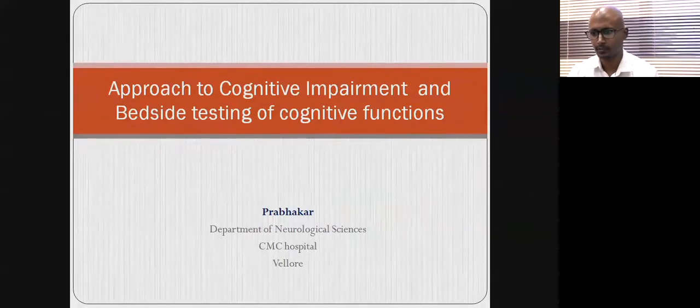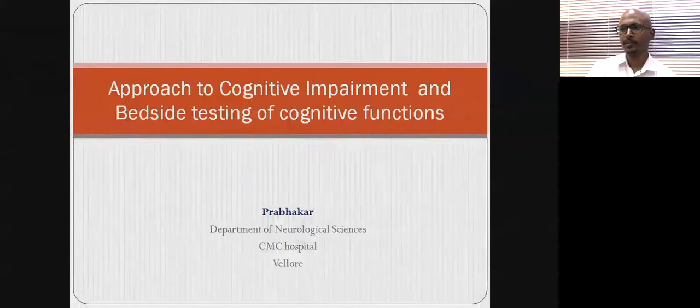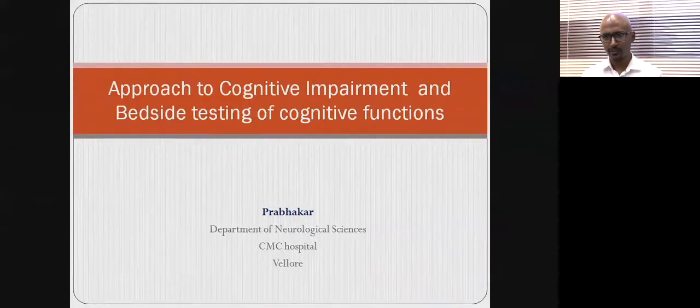So very good afternoon to all of you. Today we'll be looking at how to test cognitive function, and I'll also be giving you a clinical approach to cognitive impairment in the OPD setting as well as in the IP setting.